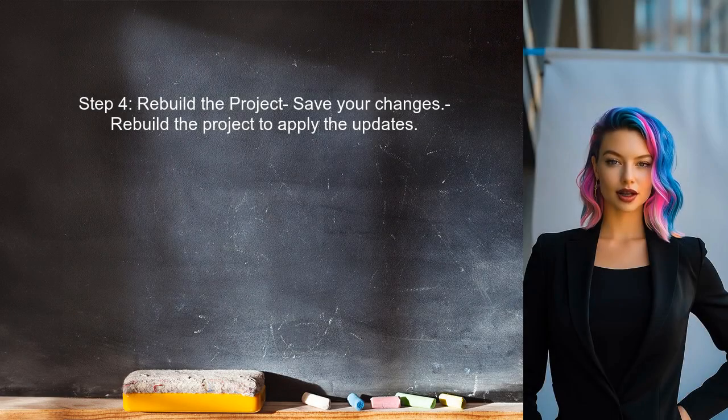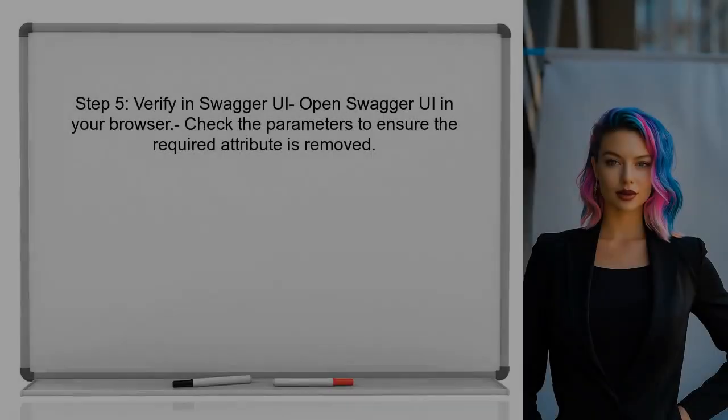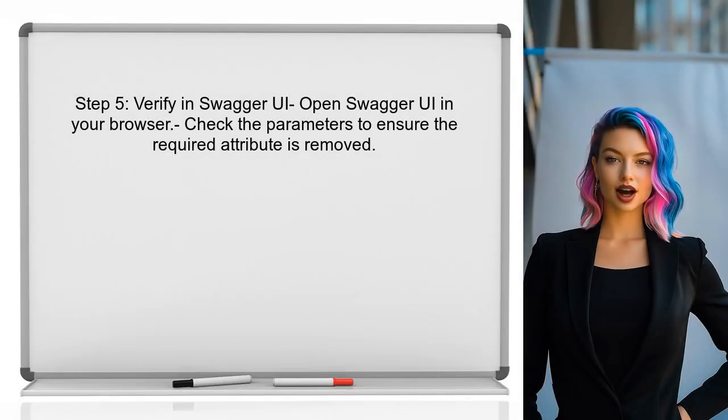After making these changes, the user should rebuild the project to ensure that the modifications take effect. This step is crucial for updating the Swagger UI. Finally, the user can check the Swagger UI to confirm that the required attribute has been successfully removed from the specified parameters.